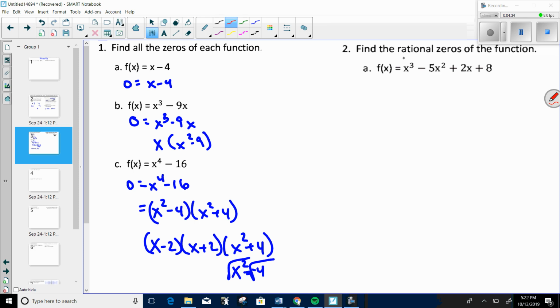Now, what we're going to do over here on number 2 is solve this one. The problem says find the rational zeros of the function. If you try to factor by grouping, this does not factor by grouping. You can group it, you can go through the process. Unfortunately, you never get there.